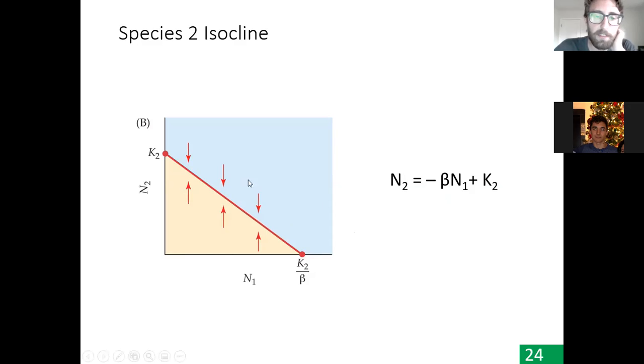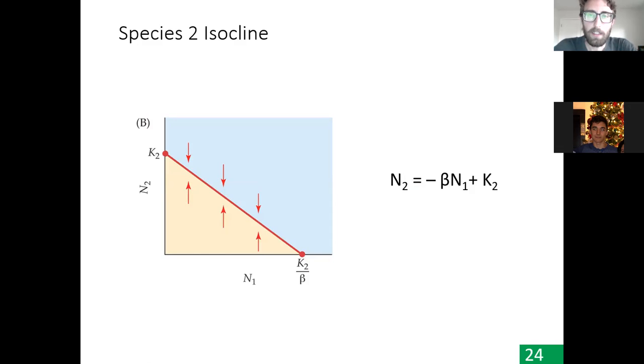And just like for species 1, you can see what's going to happen to species 2 in the different regions of the graph. In the blue section of the graph here, either the population size of N2 or N1 is high enough that it's causing the growth rate of species 2 to be negative, and so it's going to decline, and that's indicated by these downward pointing arrows. In the pink section, the population sizes of N1 and N2 are low enough that species 2 can increase, and so it's growing here, and that's shown with those upward pointing arrows.